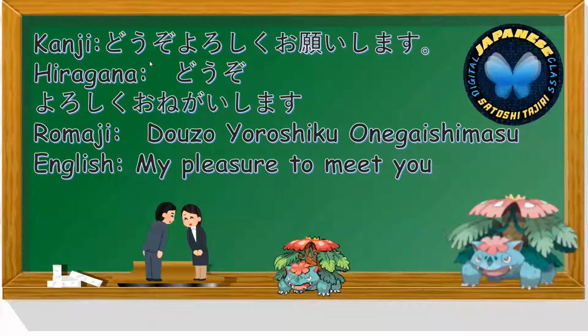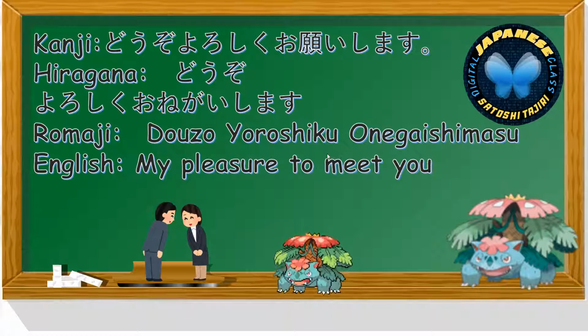Next one is dozo yoroshiku onegai shimasu. Be careful with our pronunciation here. We don't say onegai shimasu with a clear U, it's a silent U. This word doesn't have any direct translation in English, but in this context, once we do the jiko shokai or the self-introduction, it means it's my pleasure to meet you.